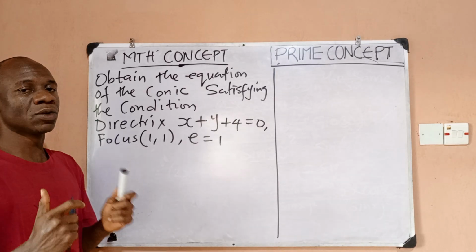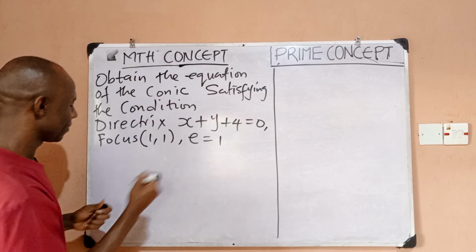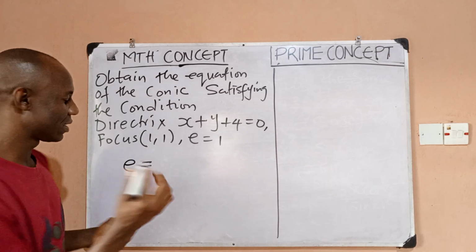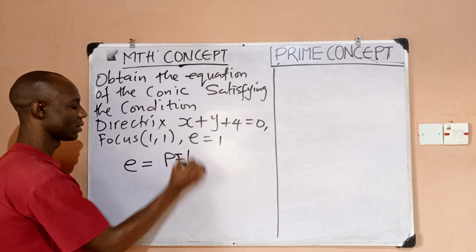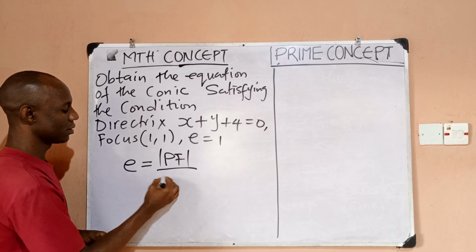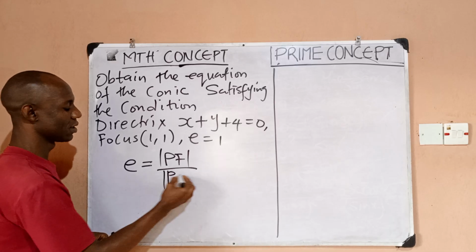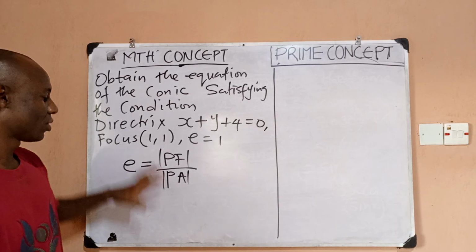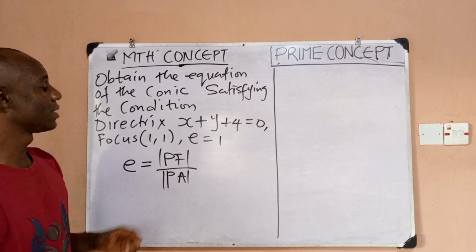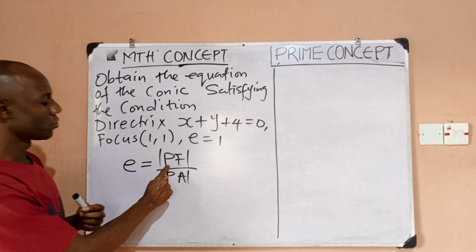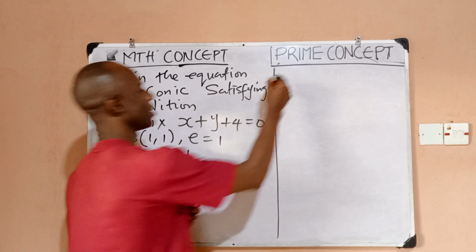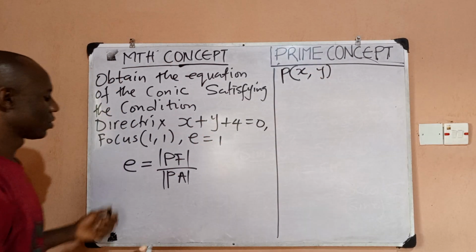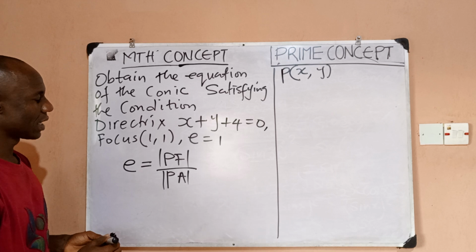One of the things you should know for conics generally is that the eccentricity E is the ratio of two distances: the distance from a point to the focus, to the distance from that same point to a fixed line, which I'm calling point A, the directrix. So this is the formula for eccentricity. Now, remember, P is an arbitrary point with coordinates X and Y.